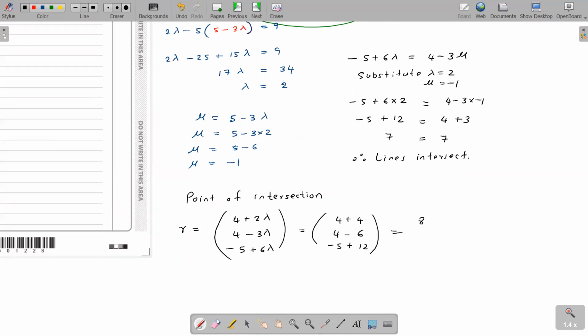4 plus 4 is 8. 4 minus 6 is minus 2. Minus 5 plus 12 is 7. So 8, minus 2, 7. So the point of intersection is 8i minus 2j plus 7k. Is this clear?